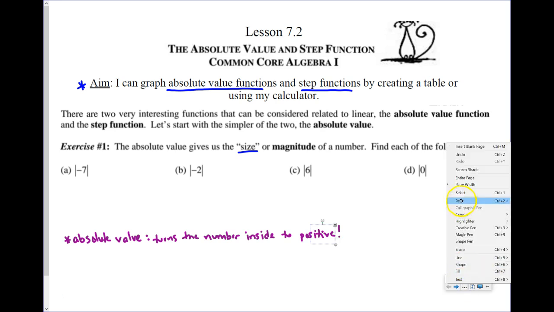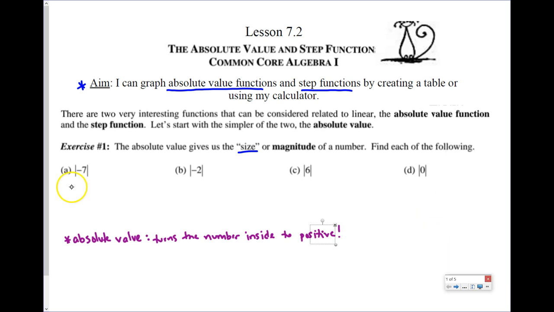So let's see how that looks in these exercises. Letter A, the absolute value of -7 just becomes +7. The absolute value of -2 just becomes +2. The absolute value of 6 becomes 6, and the absolute value of 0 is just 0, because they're already positive. So that's finding the absolute value of something.